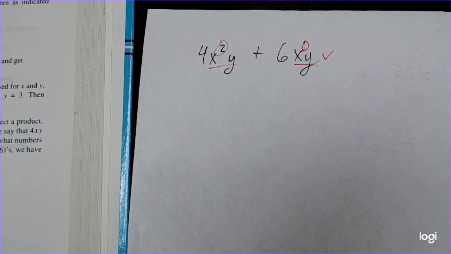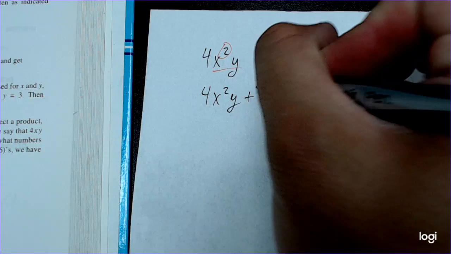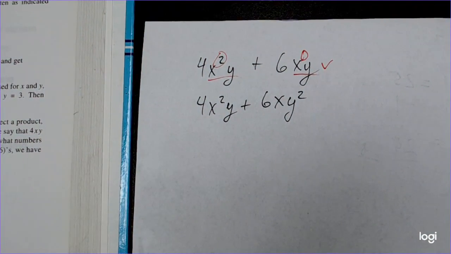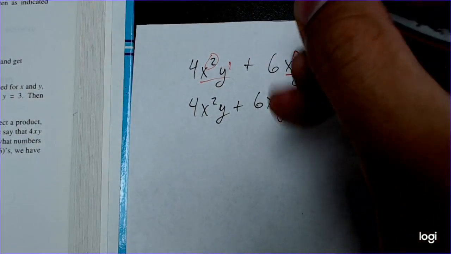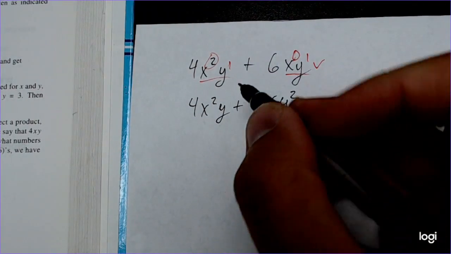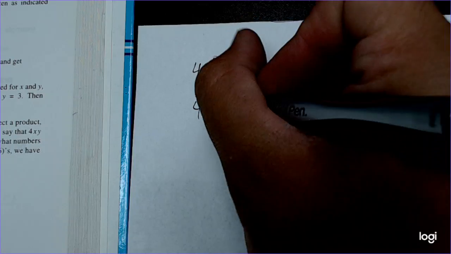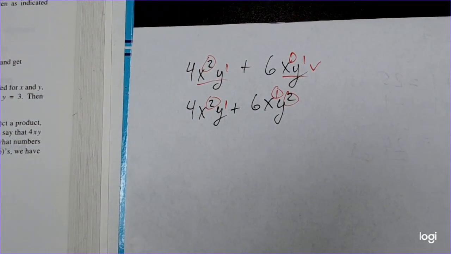Okay. Now here's another thing. Sometimes you'll see something like this. You'll have 4x squared y plus 6xy squared. Are those the same? No, they're not, right? So before, these y's both had an invisible 1. That checked out. Now, this one has an invisible 1, this one has 2. Not okay. And then the x's, this x has 2, this one has an invisible 1. The exponents have to be the exact same for each letter.